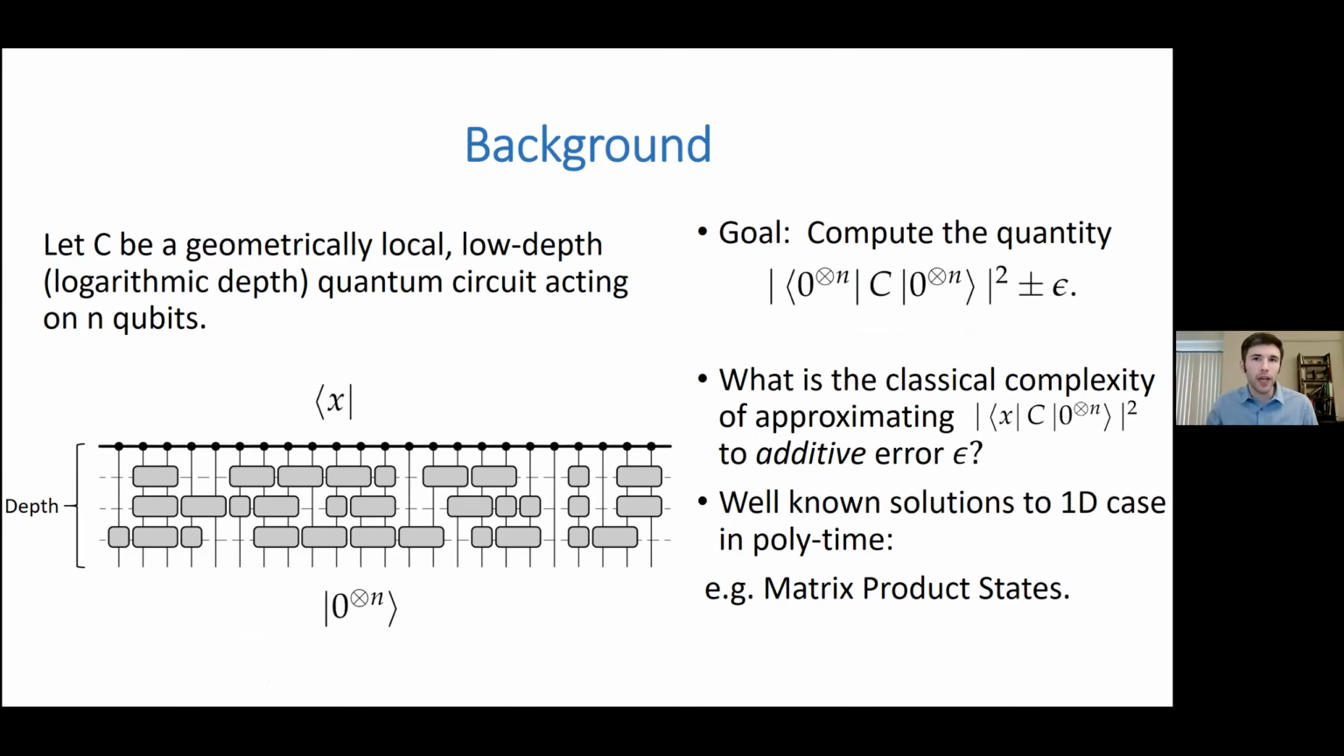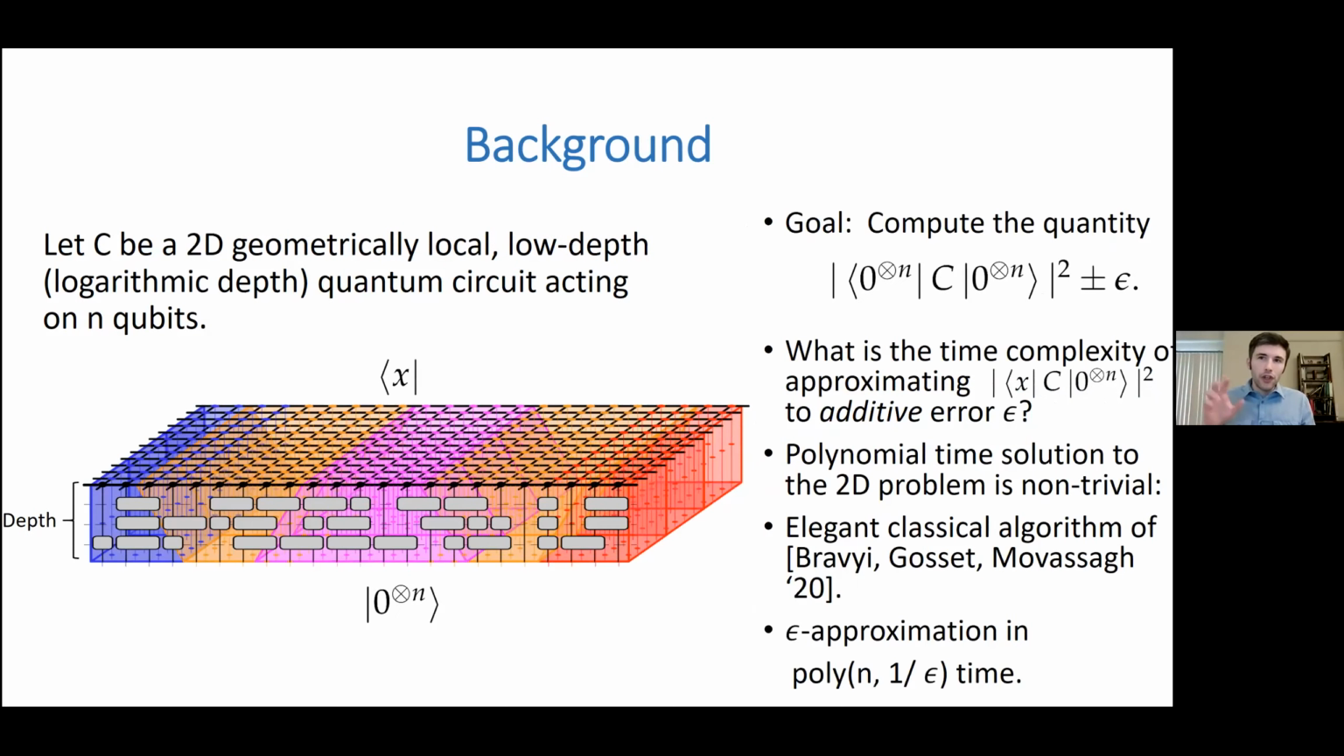Let me give you some quick background. So these are some known results. I mentioned the 1D case of this problem before. There's actually an easy, or well-known, solution to the 1D case, and it works using matrix product states. And that's all I'll say about that, just for time. The 2D version of this problem is not so immediate. It's non-trivial. It seemingly can't just be done with the standard application of matrix product states.